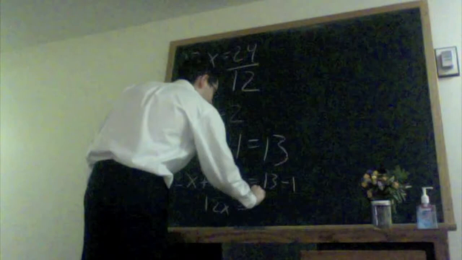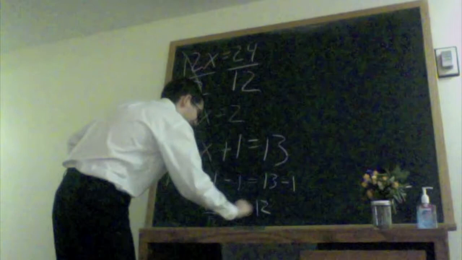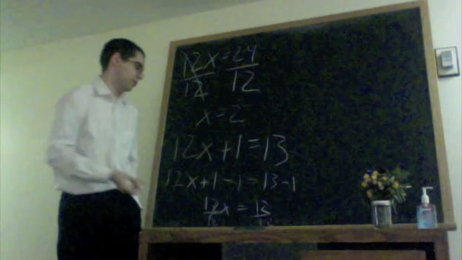12x equals 12. You almost did that beforehand. You just divide both sides by 12. Almost out of pore space, but just in time, because 12x over 12, as before, 12s cancel out. You get x equals 12 over 12. Same thing as before, anything divided by itself equals 1. So you end up with x equals 1.